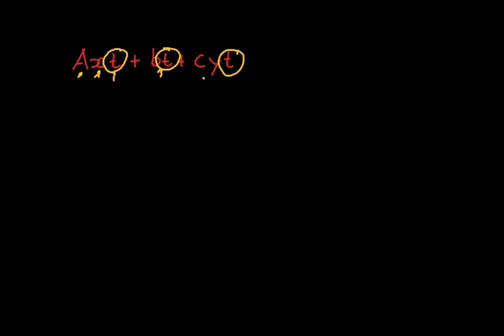So we pull the t out, and when we pull the t out, we divide by t. So it's going to be divided by t, divided by t, divided by t, and what you're left with inside would be ax plus b plus cy. And that's your answer.